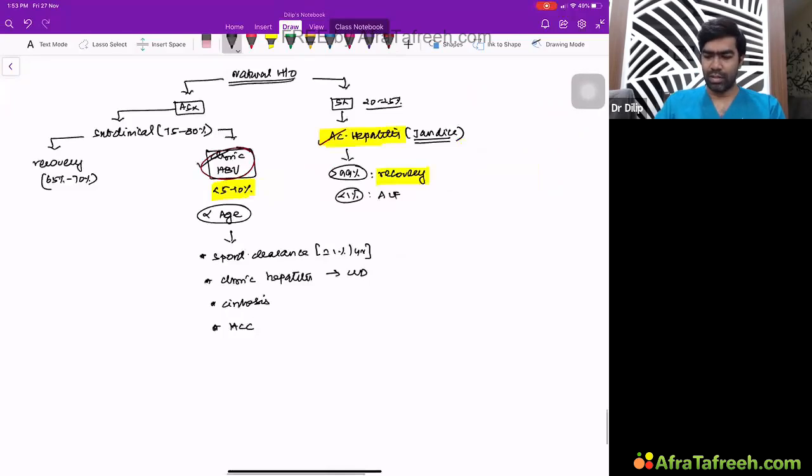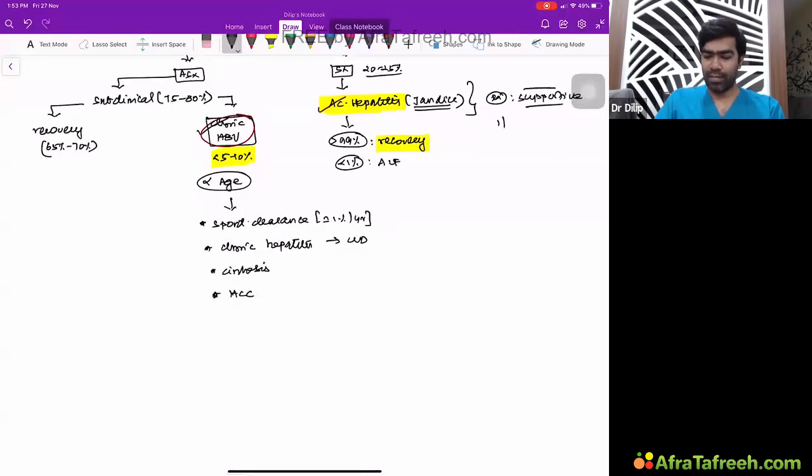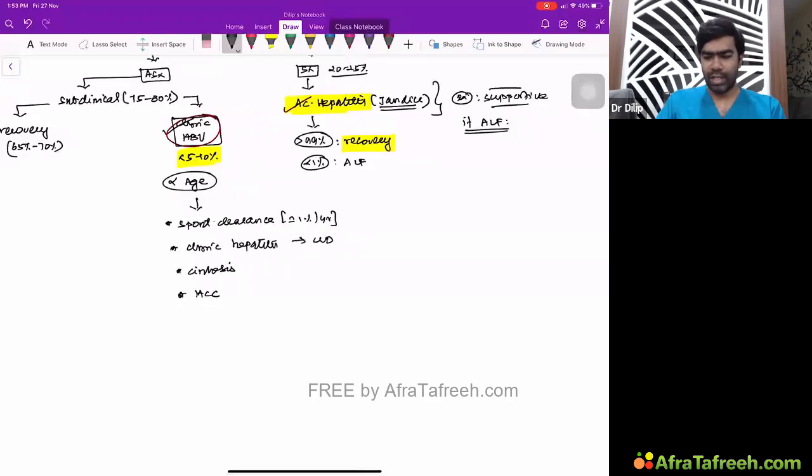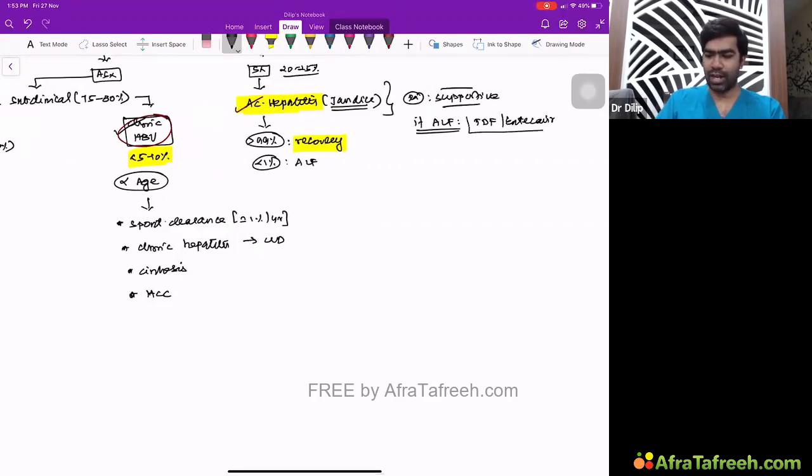And in patients who don't have ALF, most of the time acute hepatitis will be treated with supportive management only. There's no need to treat. It's only supportive management. If the patient is having ALF, acute liver failure, then you can think about treating them with tenofovir, TDF, or entecavir. Any one of the drugs you can use. Either tenofovir or entecavir, which are the standard drugs for treatment of hepatitis B virus.